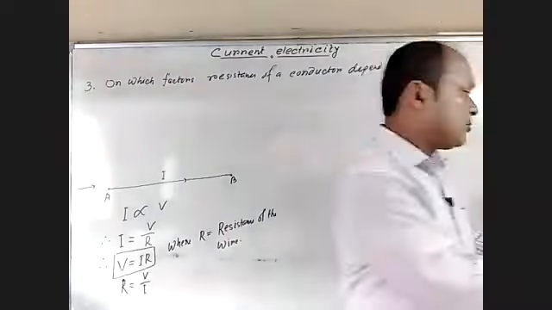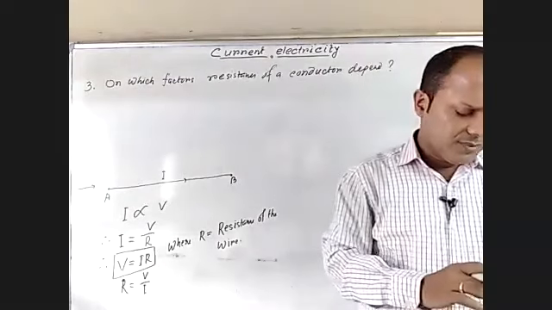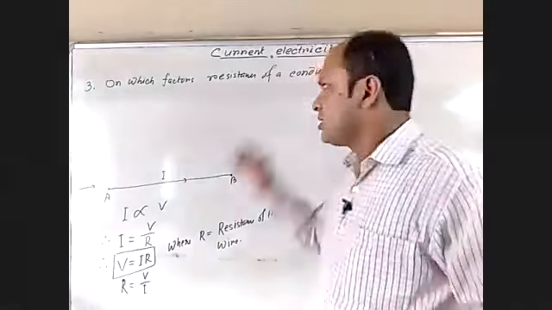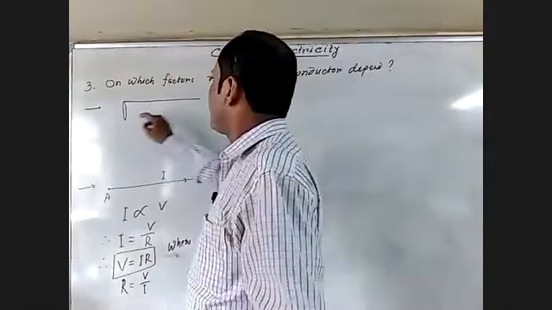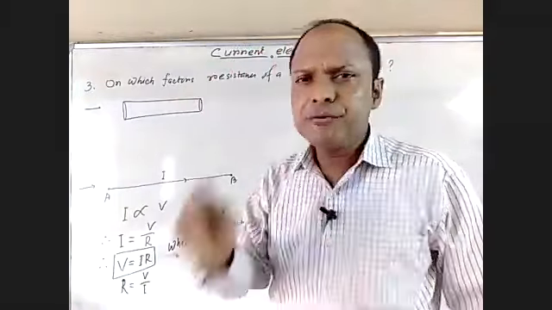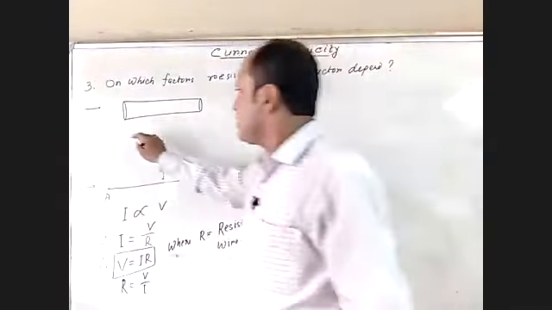Now, if somebody asks you on which factors the resistance of a conductor depends, the question is that there are so many factors. Say you have a wire. This is the wire. Every wire looks like a cylinder, is it not? This is another wire.